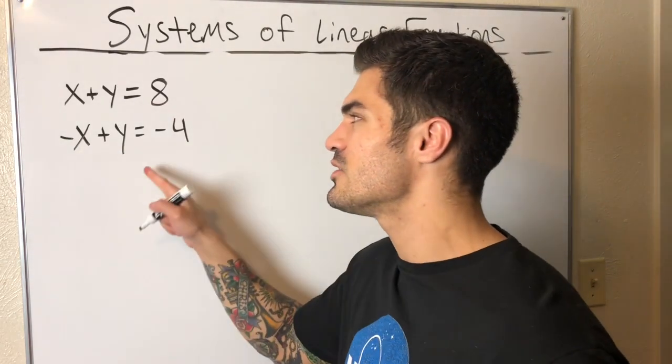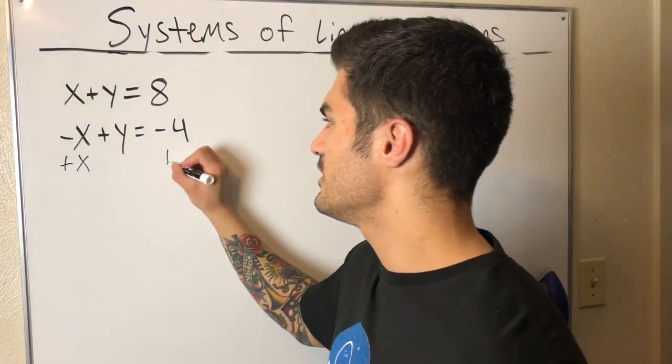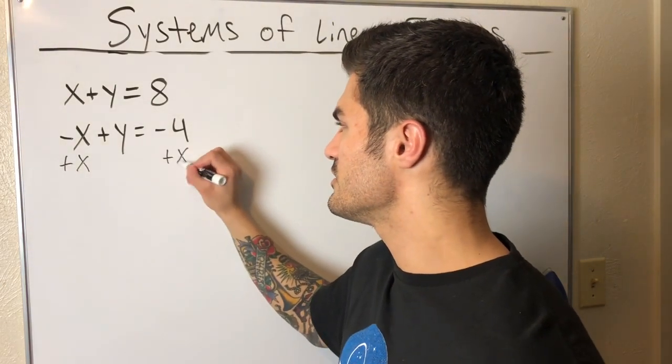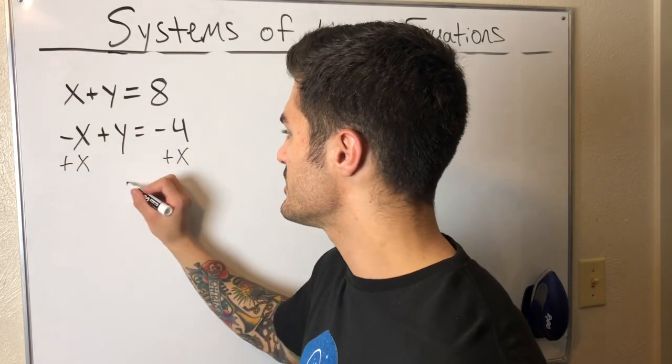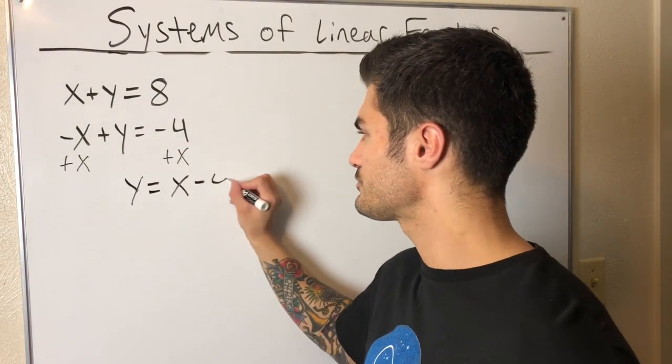I'm going to do it to this second equation. I'm going to solve for y. So I'm going to add x to both sides. And again, you could have done it to the first equation. So let's see, that gets rid of this x and that gets the y by itself. So I've solved for y.